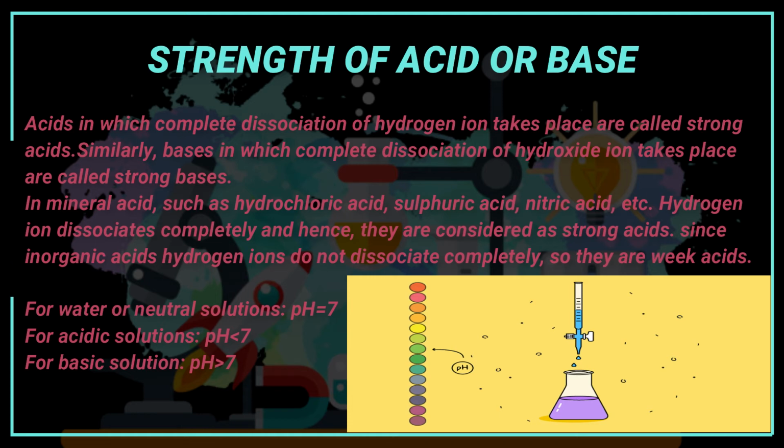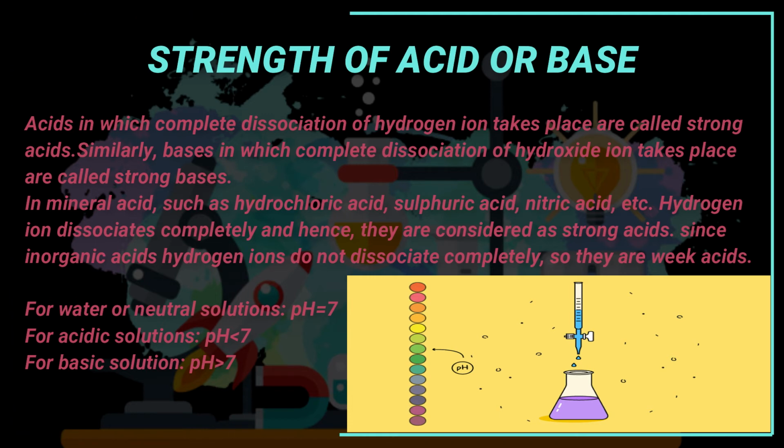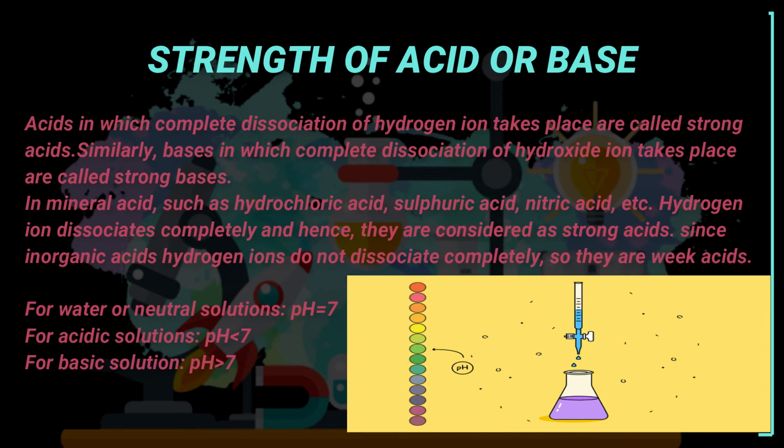For water or neutral solutions, pH is 7. For acidic solutions, pH is less than 7. For basic solutions, pH is greater than 7.